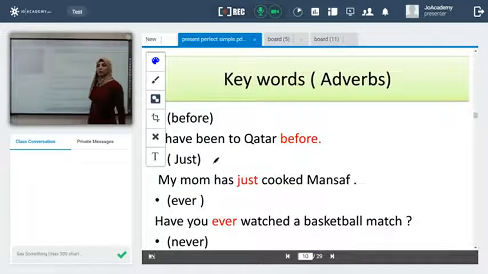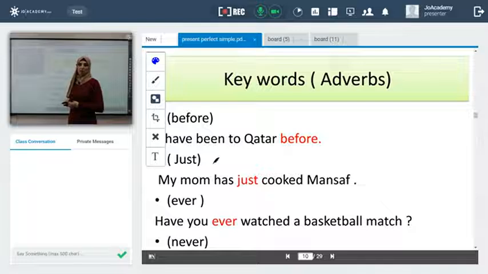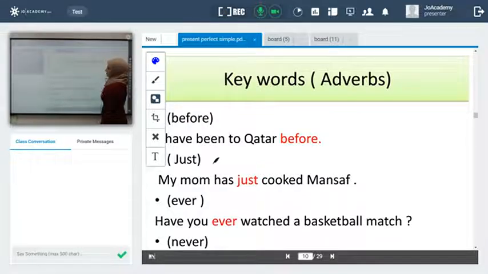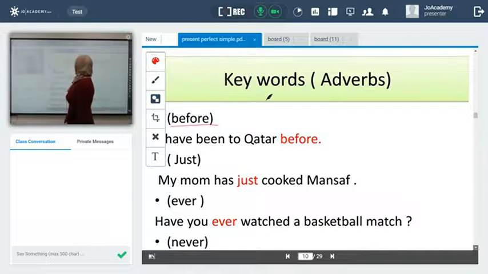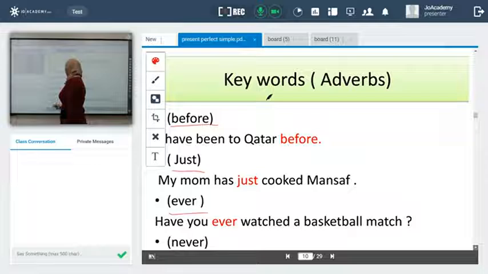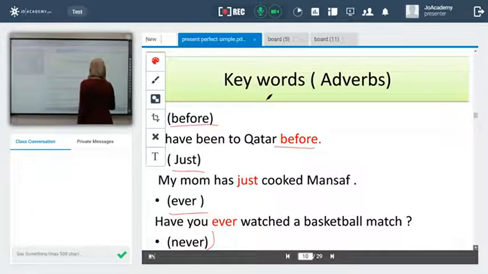Now, what about the adverbs that we see in the sentence? Are there any adverbs or keywords that indicate that I need to use the present perfect simple? The answer is yes. These keywords are before, just, ever, never. So let's have an example with before. I have been to Qatar before.